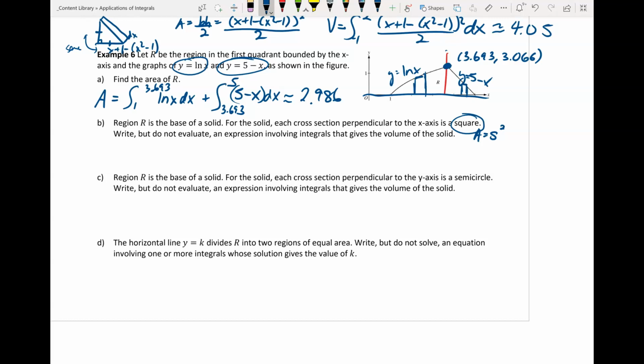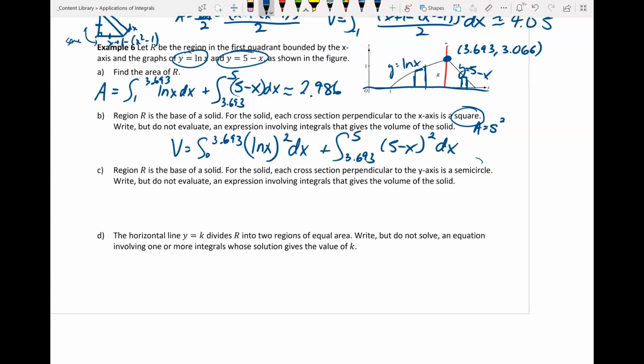Okay, so that's what we're going to do. We're going to do it in two parts. So from 0 to 3.693, our side for that first portion is going to be ln x, and then to find the area, we square it, multiplied by the width. And the other section, 3.693 to 5, to find the side, it'll be 5 minus x, again square it to find the area, multiplied by dx to find the width. And we don't need to do this calculation, we just need to set it up.